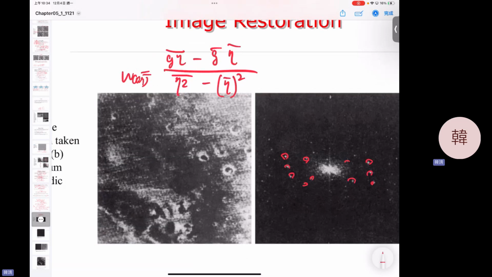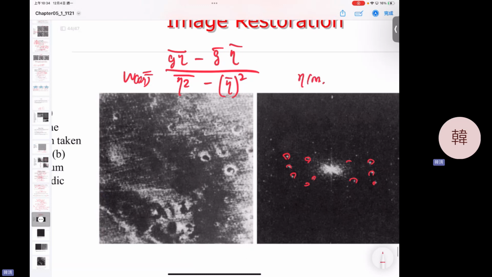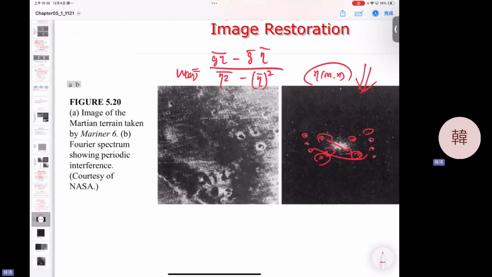We can do notch pass filter first. So you assume this and then get eta mn from your assumption, and then notch pass, taking all these spots. It should be pairwise. If you take this one, you have to take the other paired one. Remember, if you want to do it, you have to do it pairwise. So we just get this eta mn, the estimated noise from your spectrum, and then you will get this result.